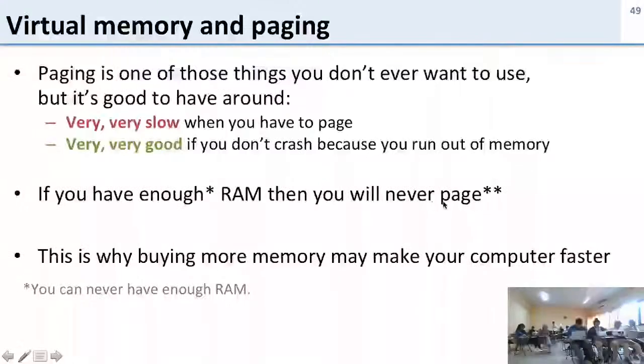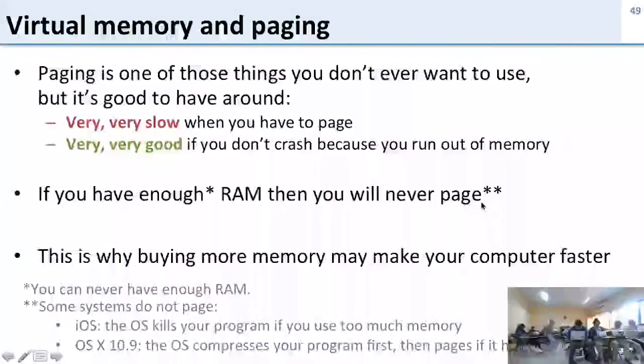The other thing is that some operating systems don't page out data to disk. So in the iOS operating system, used on the iPhone, if you run out of memory, the OS just kills your program. It gives you some warnings beforehand. It says, hey, you're about to run out of memory. Hey, you're really close to running out of memory, and then it just kills your program. And it's up to the programmer to make sure their program doesn't use too much memory.